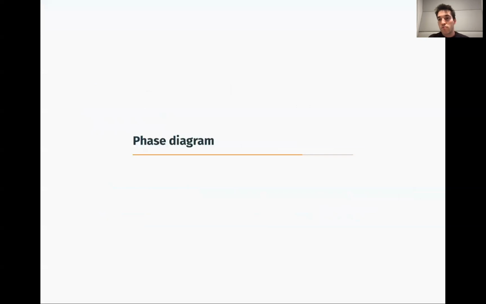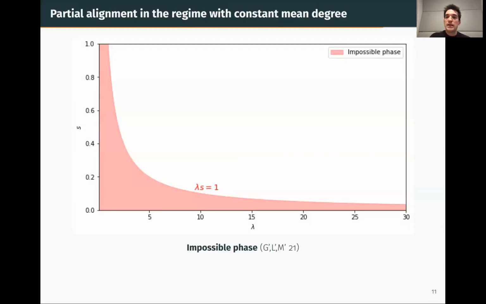For many inference problems, what we like to do is to sum up the results in what is called a phase diagram, showing several ranges of parameters for which the problem may be possible, impossible, easy, or difficult. So let's start with a previously known result. We previously know that under the condition lambda s less than 1, partial recovery is simply impossible. There is no algorithm that can succeed in outputting an estimator which will have a positive overlap.